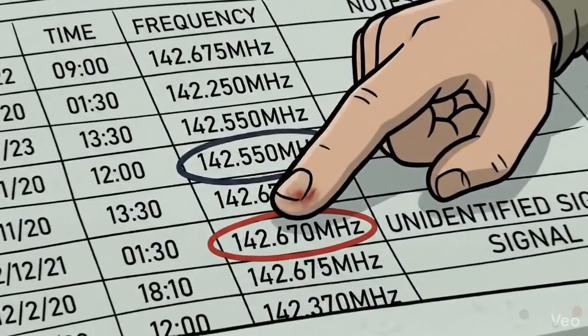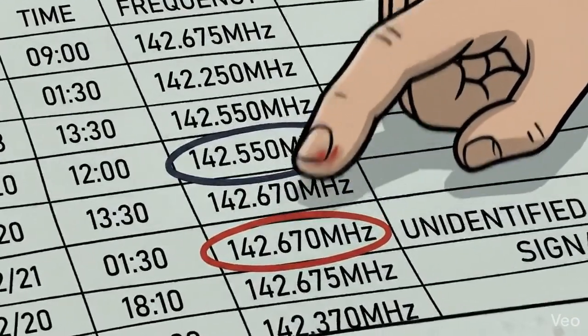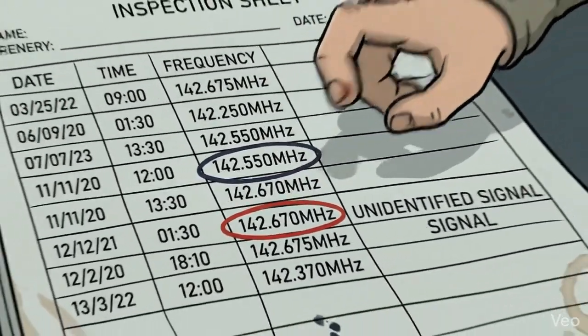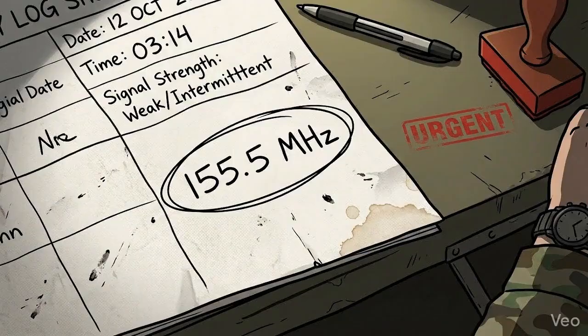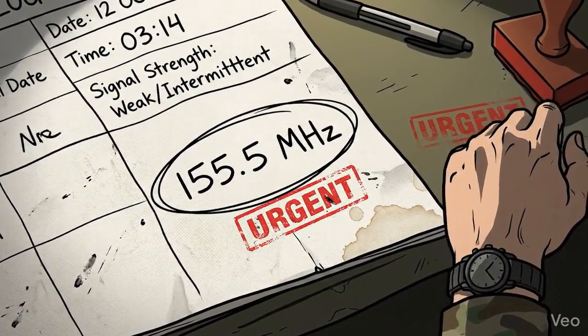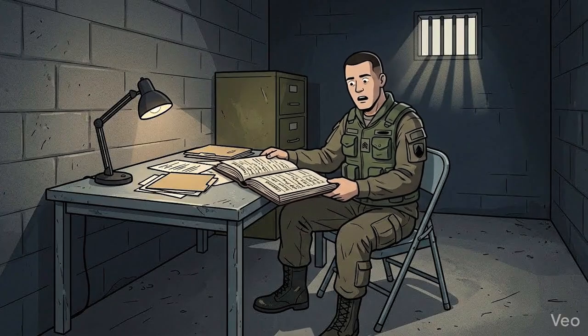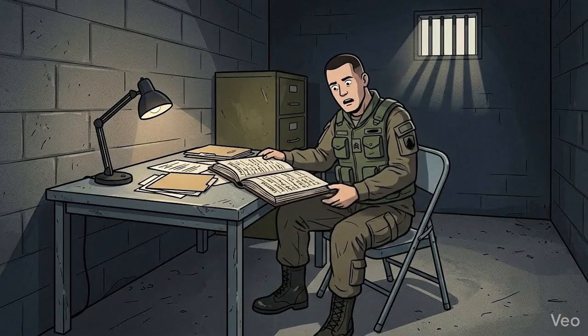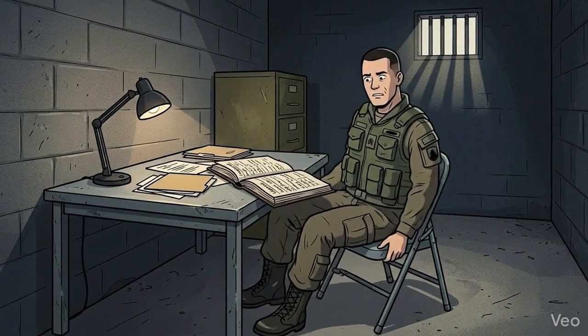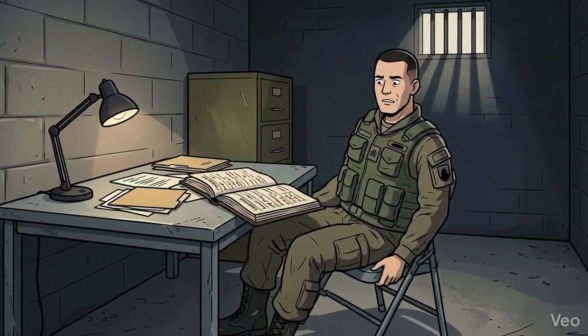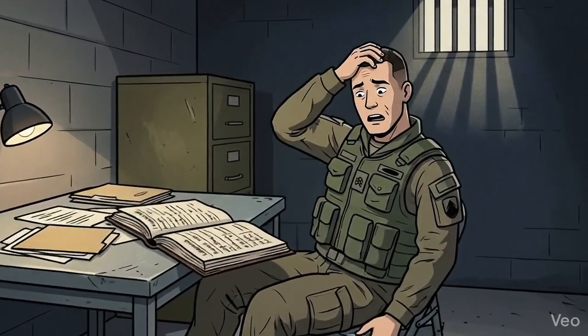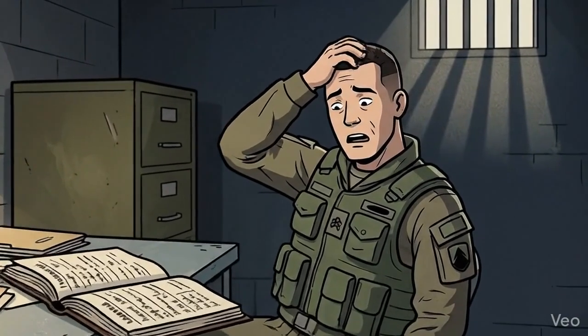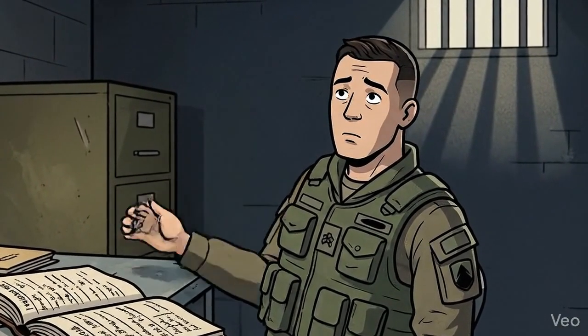While reviewing the frequency log, you notice an entry that deviates from the scheduled transmissions by several digits. The frequency recorded is 155.5 MHz, but the protocol specifies 150.5 MHz for this particular time slot. The initial shock sets in as you realize the irregularity could indicate a breach in the military protocol.